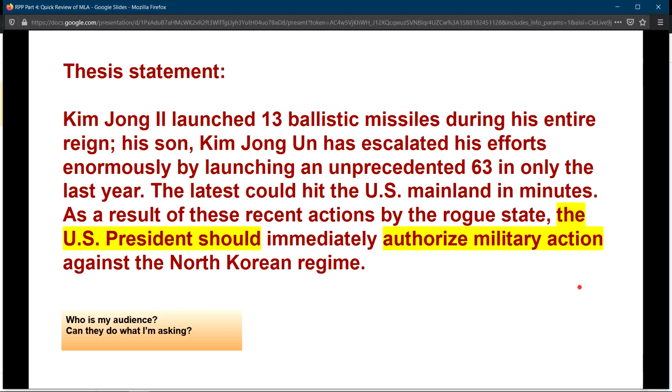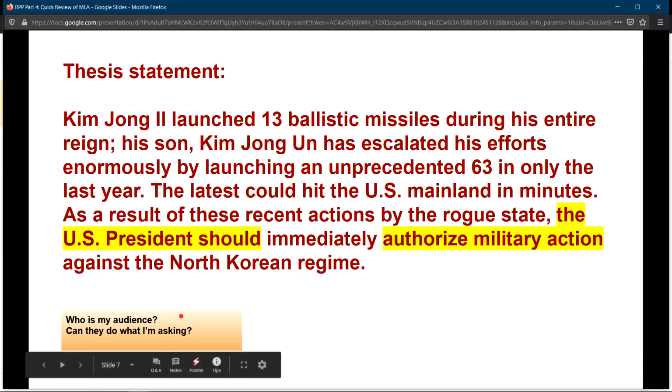So here's an example thesis statement. The latest missile could hit the U.S. mainland in minutes as a result of these recent actions by the rogue state. The U.S. president should immediately authorize military action against the North Korean regime.